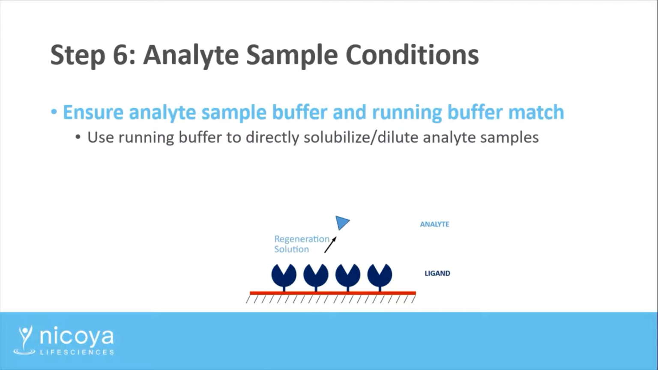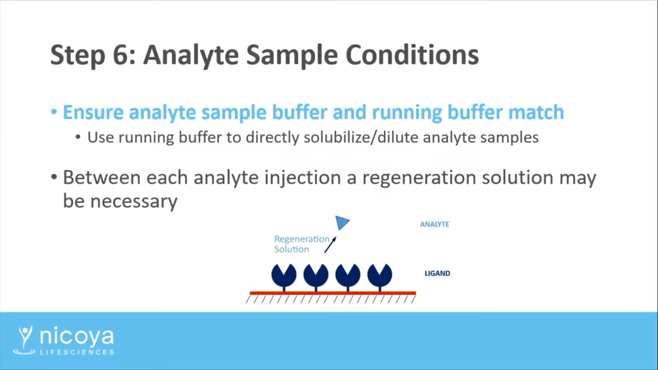One of the most important things to remember is that you want to ensure that the analyte sample buffer and the running buffer match as identically as possible. Ideally, they should be identical with the exception that one has your analyte sample in it and one doesn't. And to do this, you should be using your running buffer to either directly solubilize or directly dilute your analyte samples.